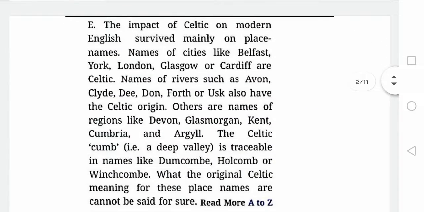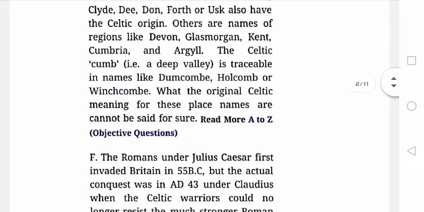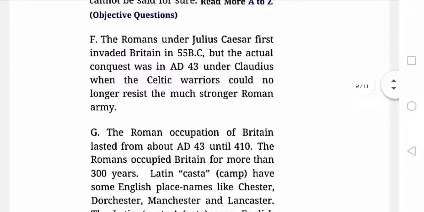When Latin was introduced, talking about the impact of the Celts on modern English, it survived mainly in place names like Belfast, York, London, and Glasgow, which is in Scotland right now. Some of the rivers are related to it, as are Holcombe or Wilcombe. The original Celtic meaning for these place names cannot be surely said.